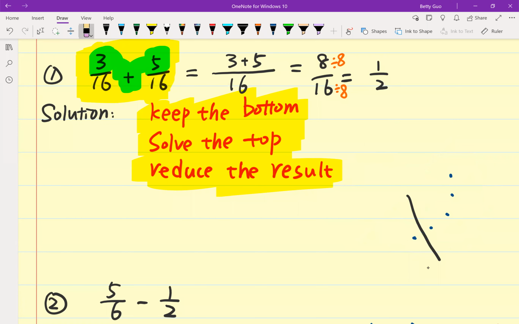So you might want to write it down here. The rule here: keep the bottom, solve the top, reduce the result. You apply the rule when you add or subtract fractions with the same denominator. So far, so good? Any questions? Okay, very good.